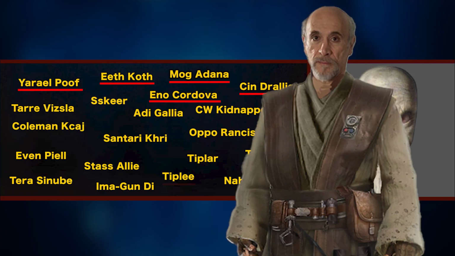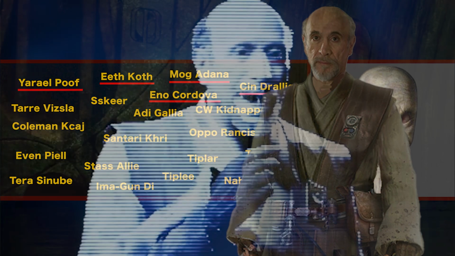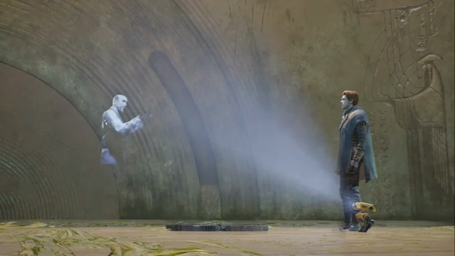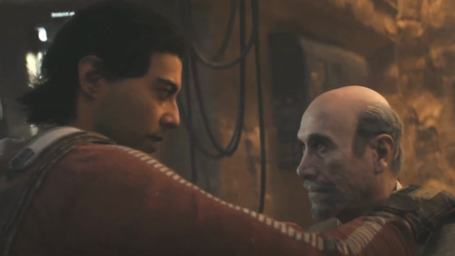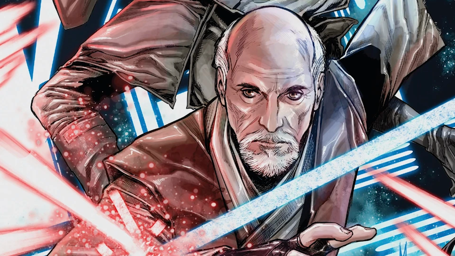After this is Eno Cordova. He was a scholar and archaeologist, and close friend of Qui-Gon Jinn. He foresaw the fall of the Jedi Order, and hid the holocron containing the list of all Force-sensitive children in the galaxy. He also helped set up the Hidden Path, and was sadly later killed by Bode. He first appeared in the Dark Temple comic series, but is better known for appearing in the Jedi games.